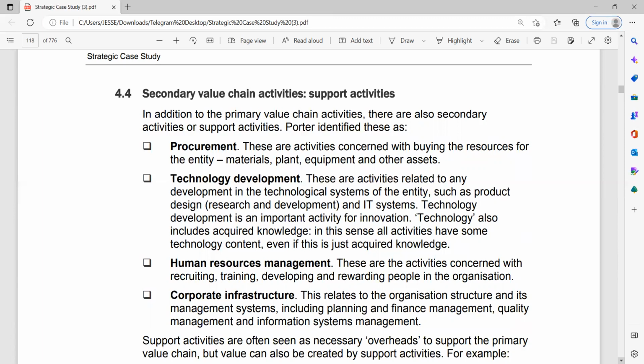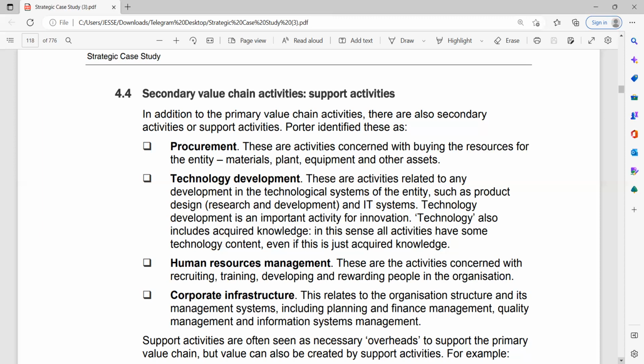So number 1 support activity is what we call procurement. And when you hear to procure, it means to buy, right? So these are the activities concerned with buying the resources for the entity. The resources that you need, you purchase them, right? So it could be materials, it could be equipment, etc.